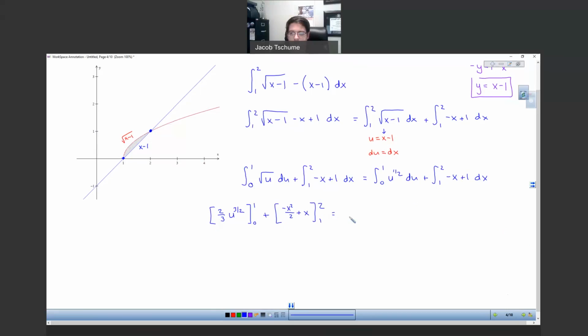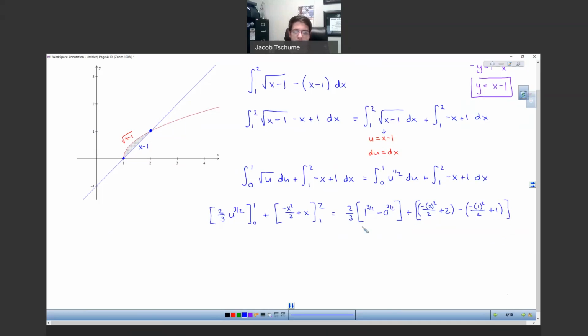All right, so plugging my parameters in. On the first one, if I factor that 2/3 out and then just plug the 1 and 0 in, you will have 1 to the 3/2 minus 0 to the 3/2 plus, if you plug the 2 in, that would be a negative of 2 squared over 2 plus 2. And then subtract from that, you need to plug 1 in, which is negative 1 squared over 2 plus 1.